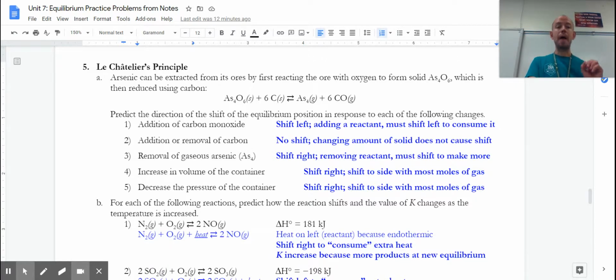The math that proves this with Kp and Kc is quite more confusing than any math that we have done with this. So really just focus in on counting your moles of gas, which side has more or less, and if they're equal or if there's no gases, that's going to cause no shift.